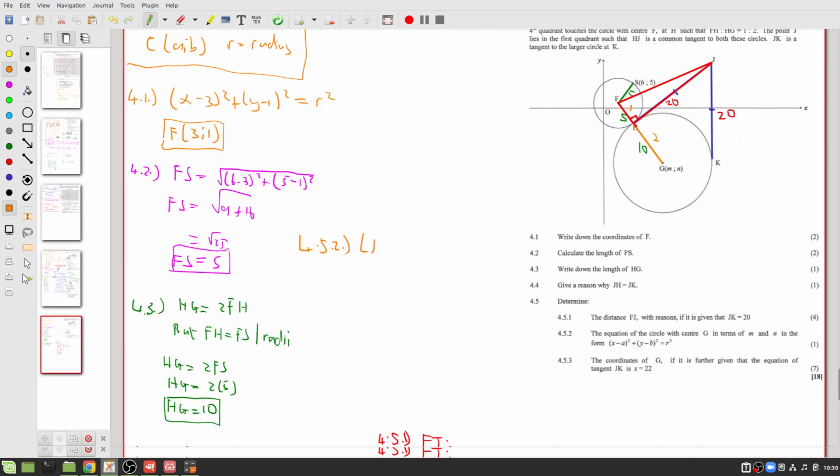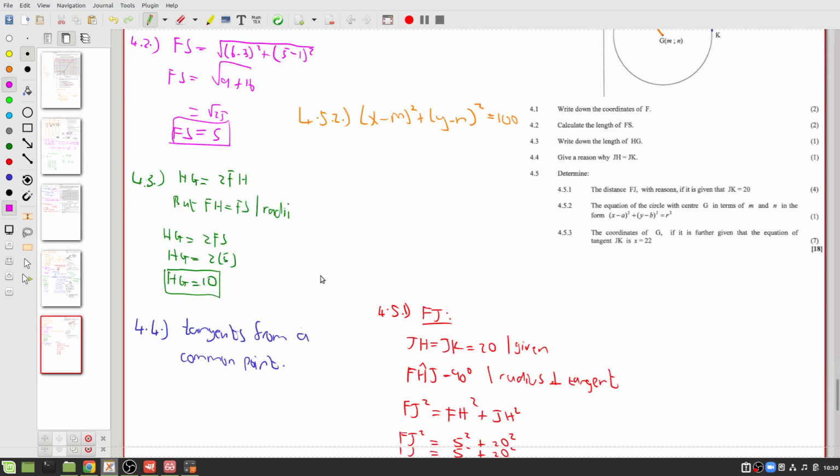So we know it's going to be x minus the x value of the center, which is m. So (x minus m) squared plus (y minus n) squared for the y values equals, and now what is the radius of the big circle? Well, we know the radius of the small circle is 5, so the radius of the big circle, we already know that's 10. So 10 squared is 100. Alright, so that's it for 1 mark. Nice.